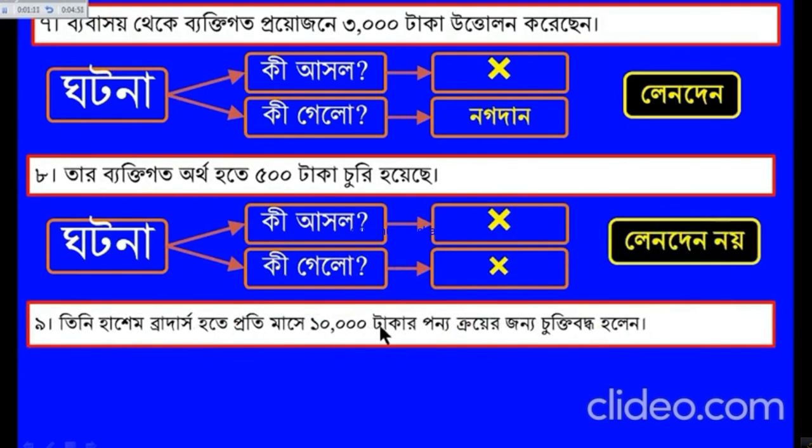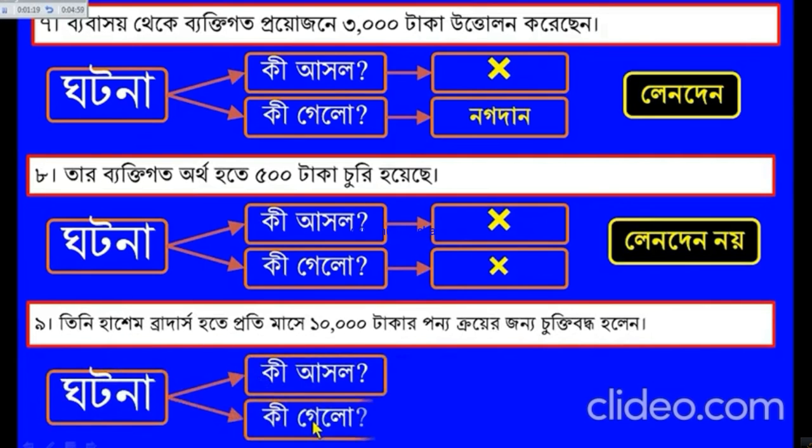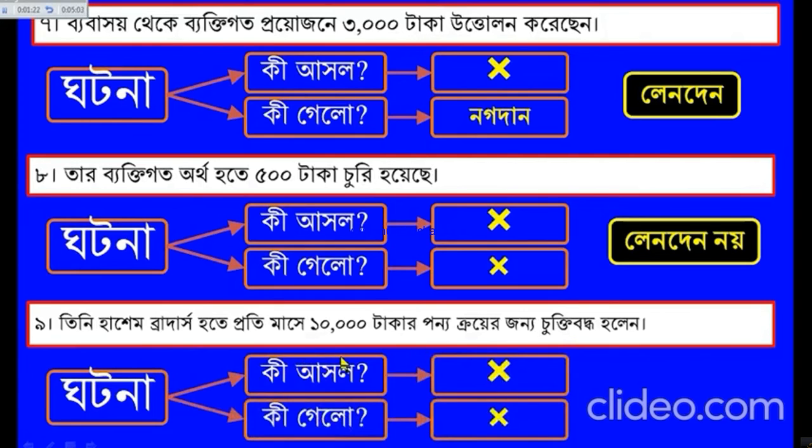Number 9. He made a deed with Hashem Brothers for the purpose of purchasing products, 10,000 taka every month. So it is only a deed. There is no connectivity with the finance at present. This is why it is not a transaction. It is only a deed.